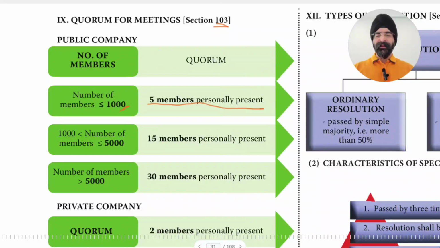It will have to be reconvened on the same day after a week, or as the date may be decided. And if in that also the quorum is not there, then the meeting will proceed as it is. But it is a requirement that 5 members personally should be present if the total number of members is less than or equal to 1000. If the total number of members is greater than 1000 but less than or equal to 5000, then 15 members should be personally present. And if the number of members is greater than 5000, then 30 members personally present shall form the quorum for the general meeting.